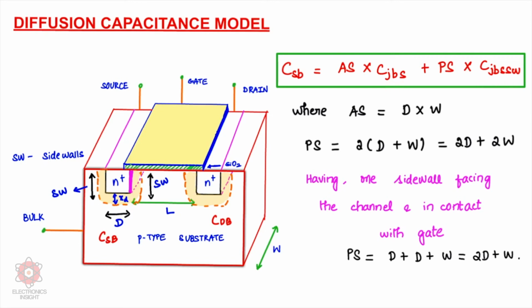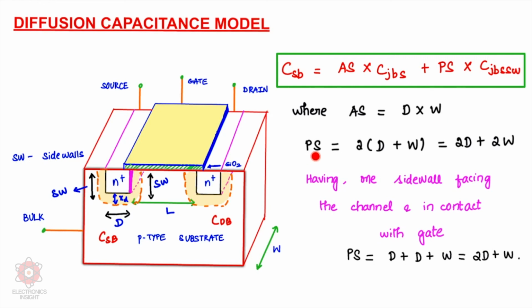CJBS is the junction capacitance between bulk and bottom, and CJBSSW, where SW always represents the side walls. So we will calculate the perimeter, because the perimeter will account for all these 4 regions, all these 4 sides. That is multiplied with the junction capacitance between the bulk and the side walls of the source, and this area is given as length into width. Here the length of the bottom of the source is taken as capital D, and the width is going to be the same W, because it extends like this. So it is always W.